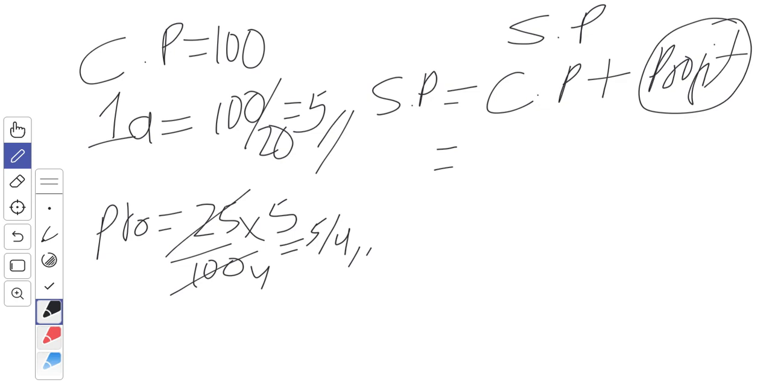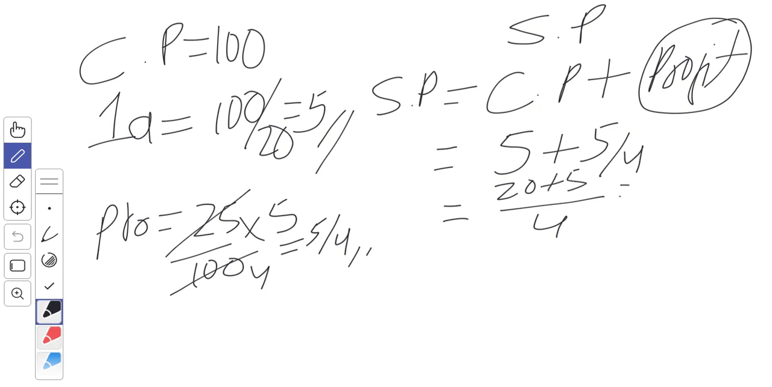Now selling price is equal to cost price, which is 5, plus the profit, 5 by 4, which will be equal to 20 plus 5, that is 25 by 4. So this is the selling price. Now the question said that the selling price of X items is equal to the cost price of 20 items. So the cost price of 20 items is 100, and that means selling price will also be equal to 100.